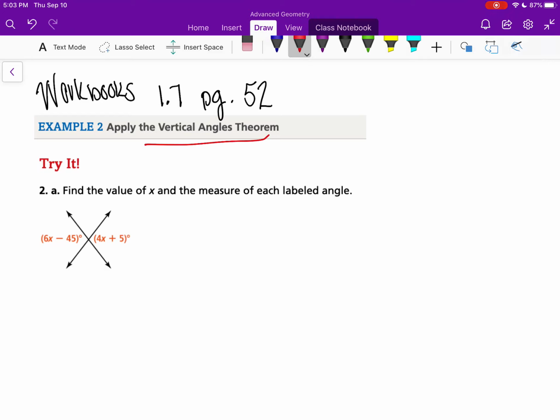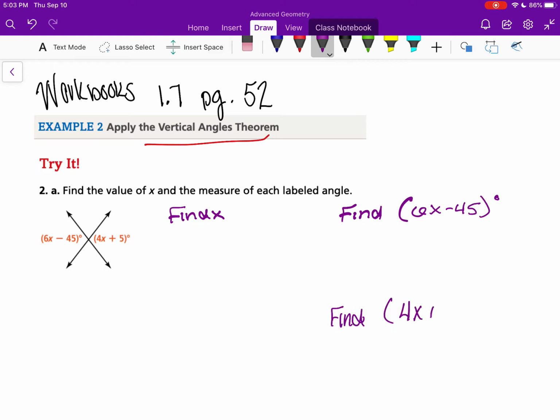So now let's look at this example here. It says find the value of x and the measure of each labeled angle. So we're going to need to do three things. We're going to need to find x. Then we're going to need to find 6x minus 45 degrees. And then we're going to need to find 4x plus 5 degrees. Because it didn't actually label these angles. They just gave us their 6x minus 45, their kind of mathematical equation or expression.